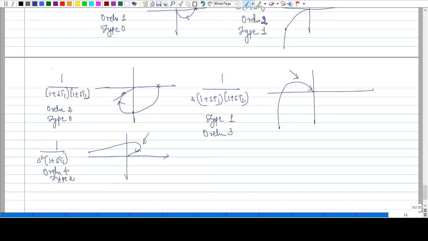So if only these things are given, then we can directly write the polar plot without having to do any calculation. But to get these points, the calculations are required. Thank you.